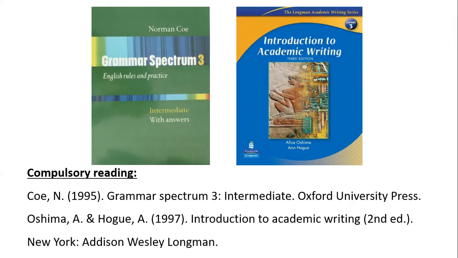Okay, let me remind you that we use 2 books for this class. For the grammar part, we use Grammar Spectrum 3. And now we will use Introduction to Academic Writing, 3rd edition, level 3. You have to read the book for more detail, because this is only the summary of your chapter of the book.